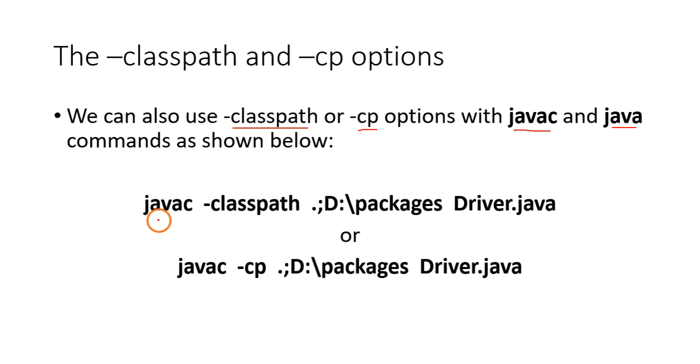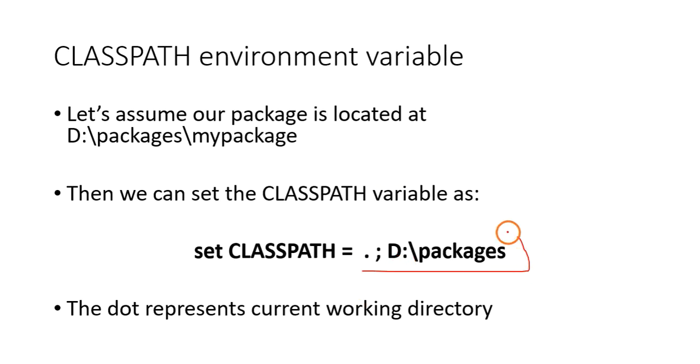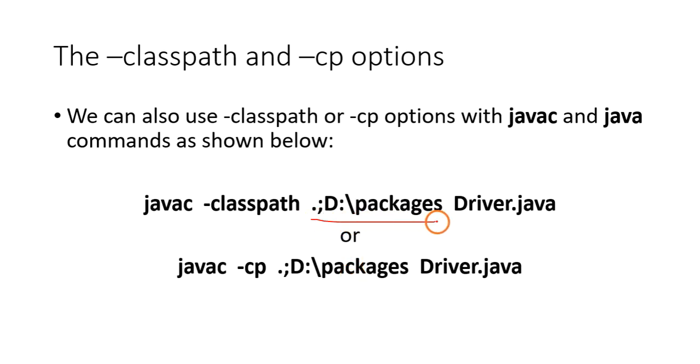command. So this is how you use javac. Here you can write classpath, or you can also write hyphen cp, as shown in the below example. And this is the location which we are giving here. Whatever you are setting here, the same thing we specify here also, dot semicolon d packages. And last one is the program you want to compile, driver.java.